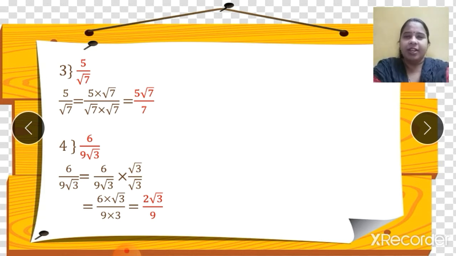See what we get. 6 into root 3 is 6 root 3. Then 9 root 3 into root 3 gives 9 into 3. I hope this step is understood. We are rationalizing it, so 9 will come down as it is, and this root 3 into root 3 will become 3. Okay. Now see the cancellation. 3 ones are 3, 3 twos are 6. So this will become 2 root 3, and here we will get 9, which is very well a rational number.